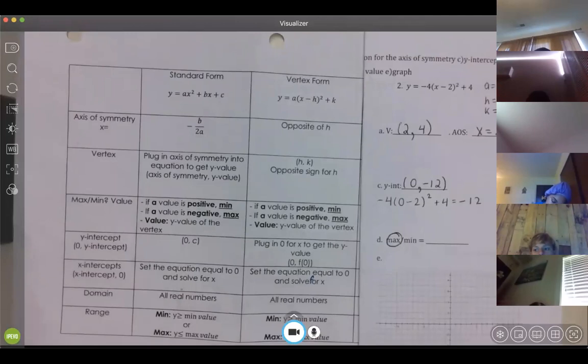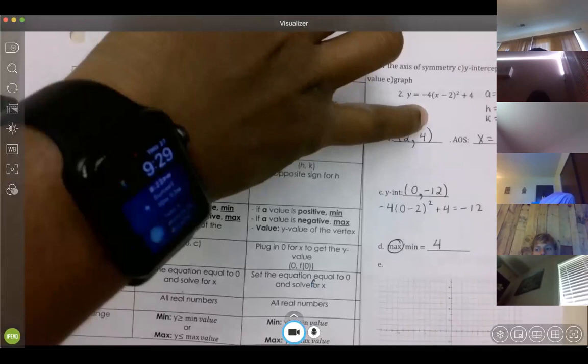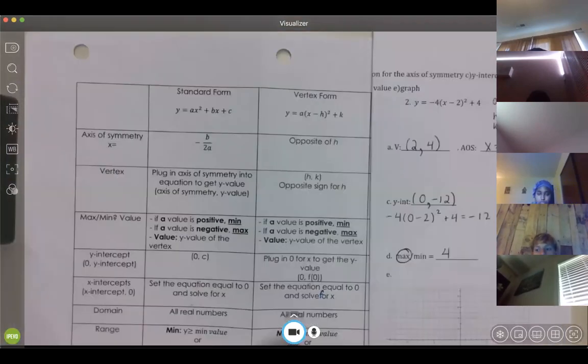And then what is that maximum value going to be? What do you think, Natalie? Wouldn't it be -4? Positive 4, because it's the y value of the vertex. Good.